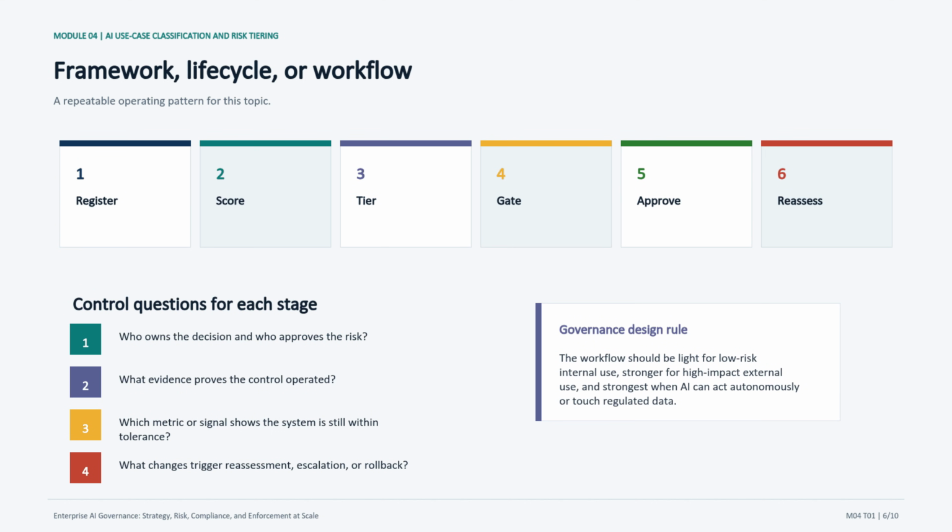Register, score, tier, gate, approve, and reassess. The exact labels may change by company, but the governance logic should stay consistent. At each stage, I want the class to ask four questions. Who owns the decision? What evidence proves the control operated? What signal shows the system is still within tolerance? And what change would trigger reassessment?